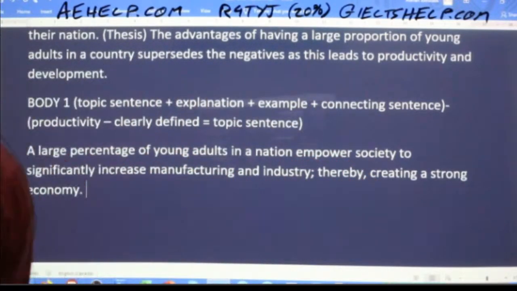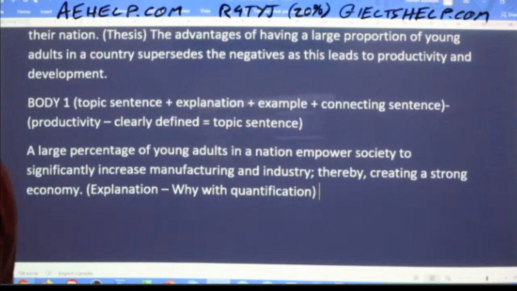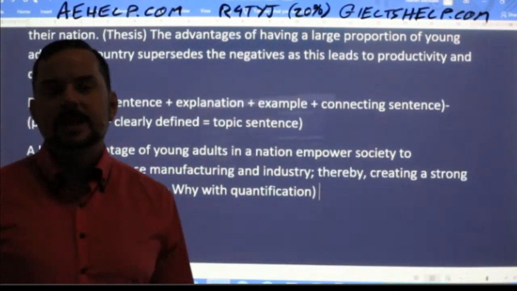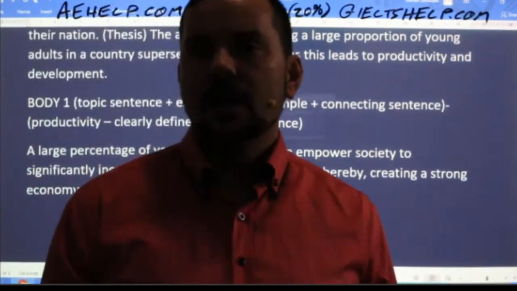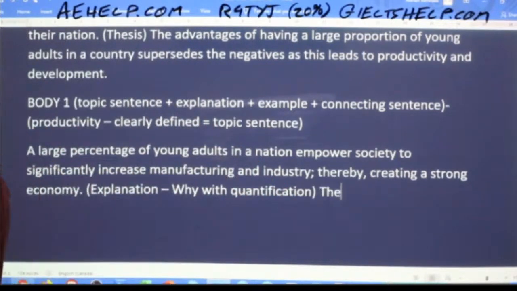So what a lot of you are doing is you're skipping the topic sentence and going directly into the explanation. Okay, the explanation is the why with quantification, meaning numbers, okay? And you're jumping ahead to that. So try not to jump to that. So here is what I would write for my explanation.